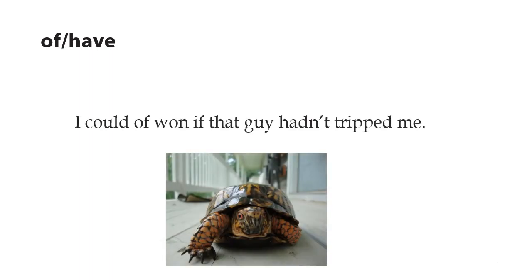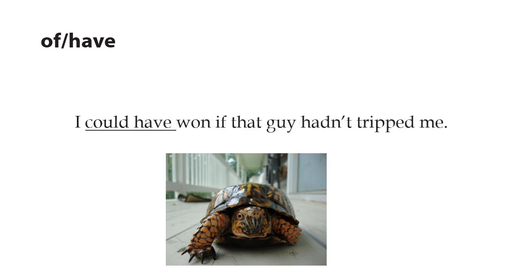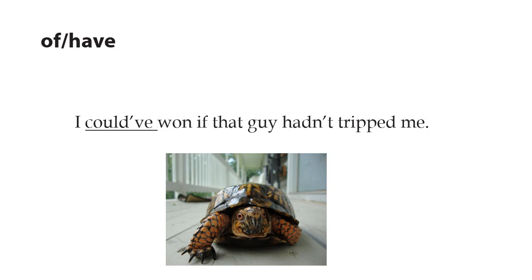Of and have. This confusion comes when we're speaking and trying to write a contraction of could have. So the incorrect version is, I could of won if that guy hadn't tripped me. That's incorrect. It's, I could have won if that guy hadn't tripped me. Or if we want to use the contraction, it would look like this: I could've won.